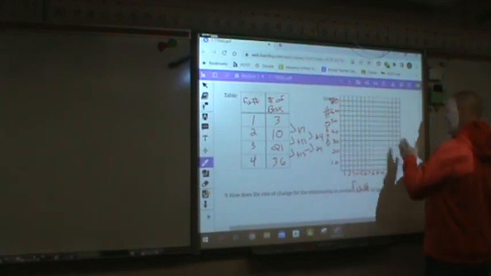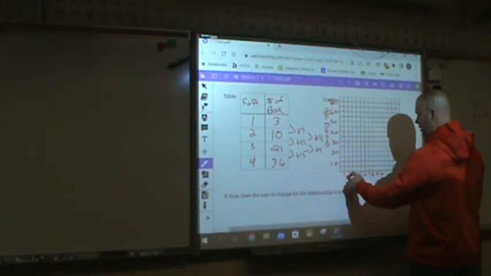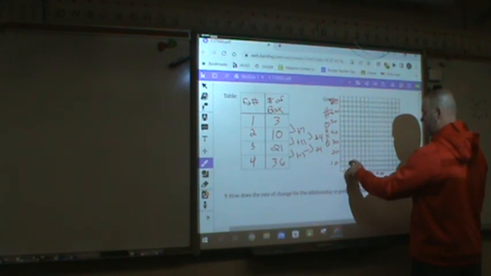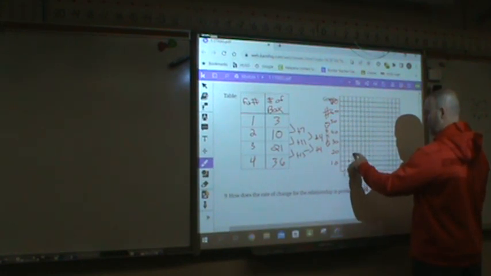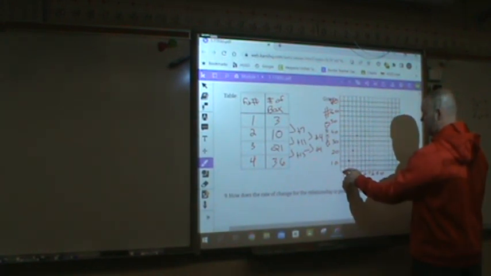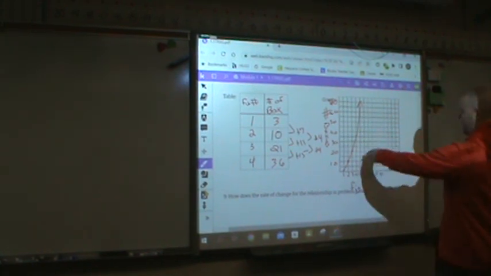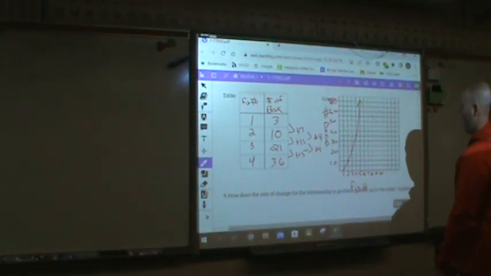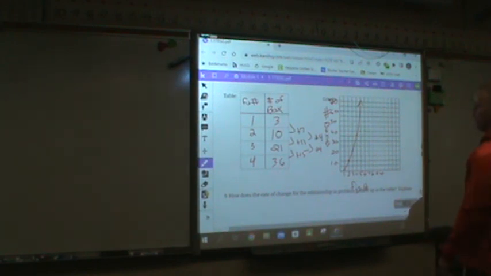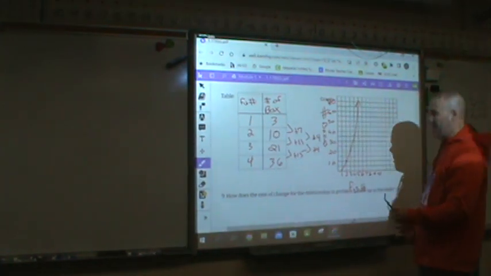So pause it and see how you do. So 1 is 3, that's going to be right here. 2 is 10. 3 is 21, just above 20. 4 is 36, so 30, 35, 36. And I can use this to help predict how many boxes are going to be in figure 5. It's probably going to be 55 or so, somewhere around in there. That's how I can predict that. It's not asking us to do that, but that's how.